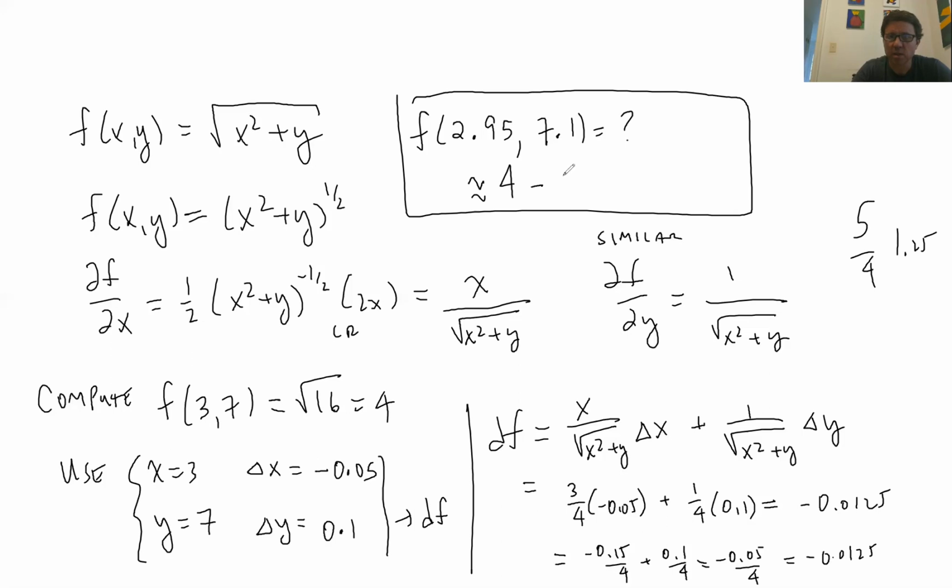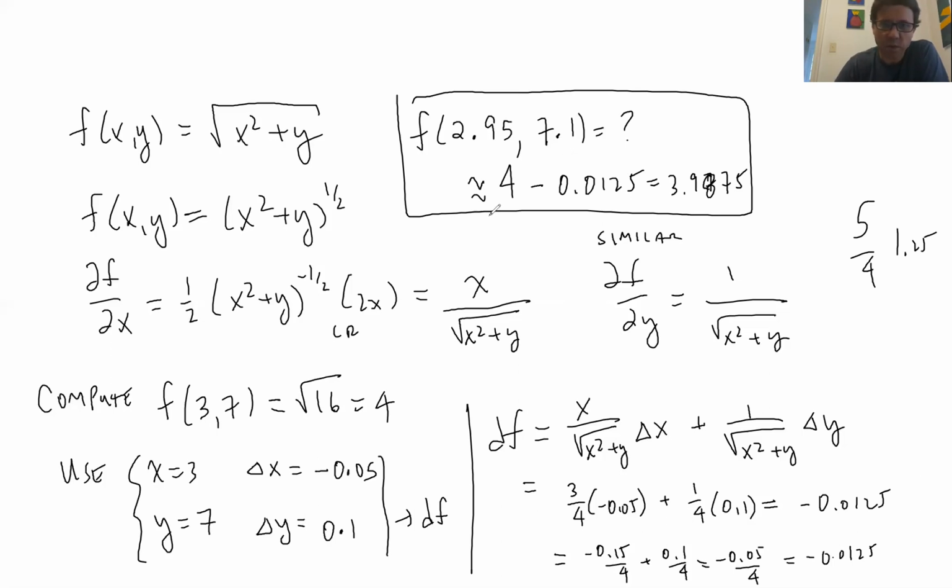So that means that my final answer, the approximation, would just be 4 minus 0.0125. So 3.9875. I shouldn't do too much in my head. Assuming I did it right, I think I might have made a small error in there, but that's pretty close.